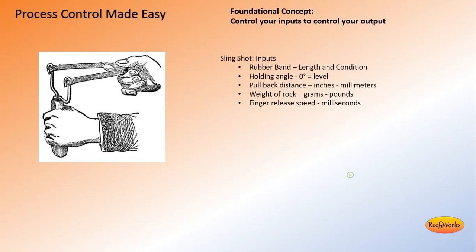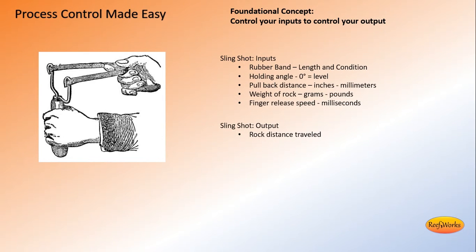We want to understand the inputs. And the inputs on a slingshot are the rubber band, the length of the rubber band, the condition of it, how you hold it. Are you pointing it down? Are you pointing it up? Is it level? How far do you pull it back in inches, millimeters, yards, meters, whatever you determine to be your distance measurement, the weight of the rock, and then the finger release in terms of milliseconds. The output here is the distance that the rock travels.